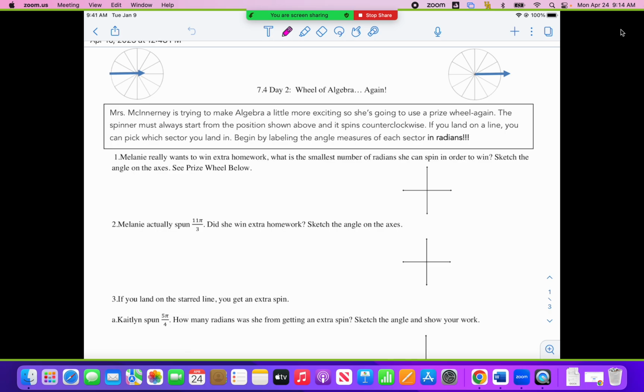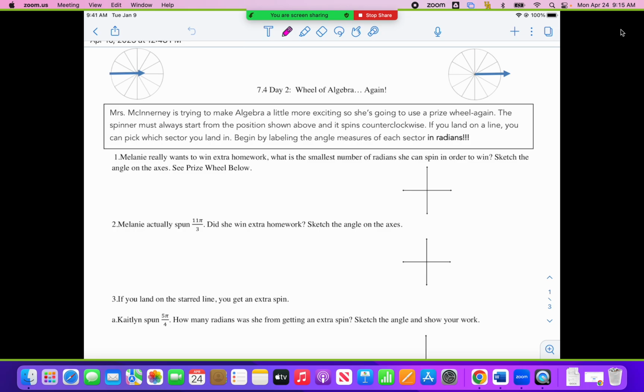All right, here's the wheel of algebra again. Mrs. McInerney is trying to make algebra a little more exciting, so she's going to use the prize wheel again. The spinner must always start from the position shown above. So remember, it's going to start over here to the far right. So that's the positive x-axis.